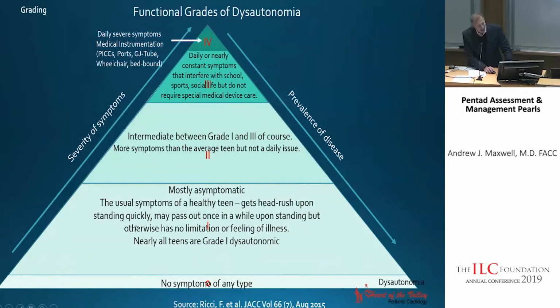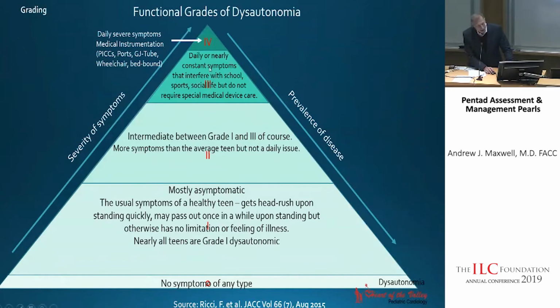Grade 1 is mostly asymptomatic and usually just the symptoms that a normal healthy teen would have, such as having vasovagal symptoms. If you think about vasovagal syncope, you say, well, that's a normal thing, but it's also not really the intention of the organism to lose consciousness upon standing. And so it really is an autonomic dysfunction, but it's within the realm of normal for a developing teen.